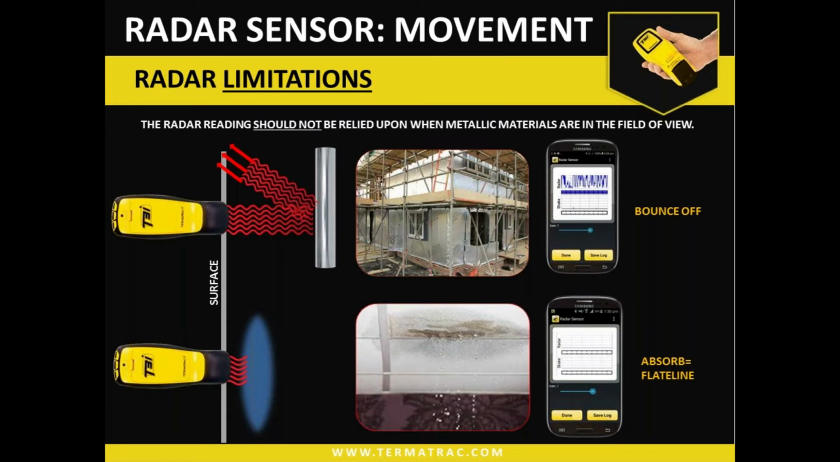However, we can work around that by using the moisture sensor to pinpoint the exact extremities of that moisture area. And then we can use the radar device to check for any activity traveling to or from that moisture area. So again, it's about understanding what these limitations are and how to work around them.